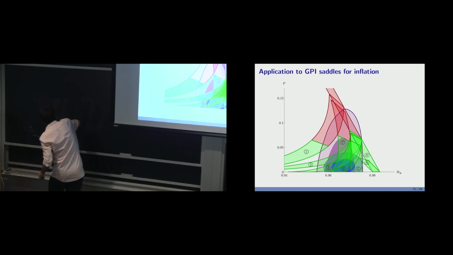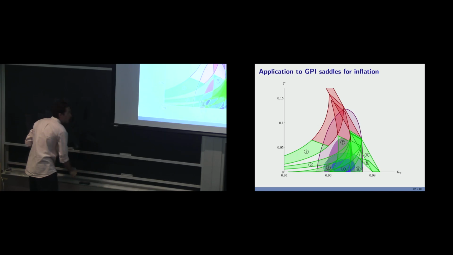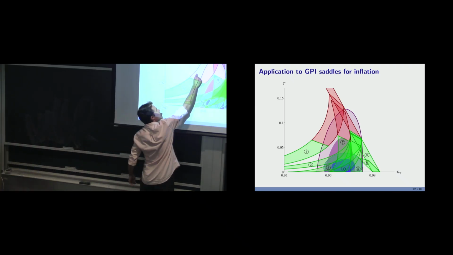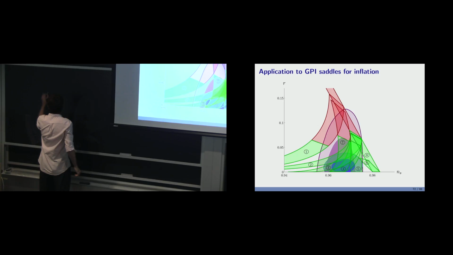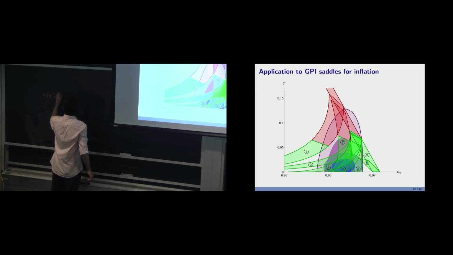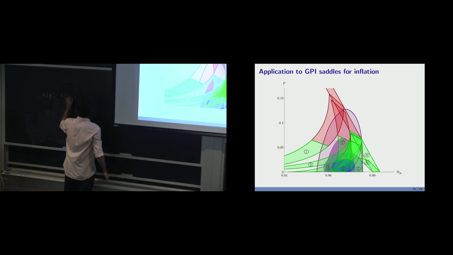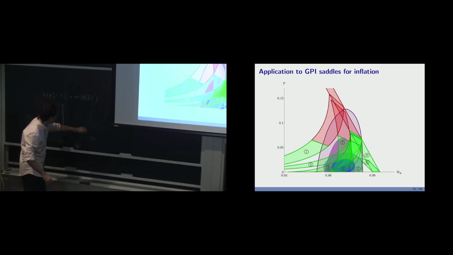Let's take a point here. This point. Remember, it's this model: some lambda, nothing depends on lambda, times 1 plus cosine of phi over f. Okay, this is the potential. This is not a good drawing, but it looks roughly like this. Sorry, the minimum should be a minimum, the drawing is very bad. Sorry.